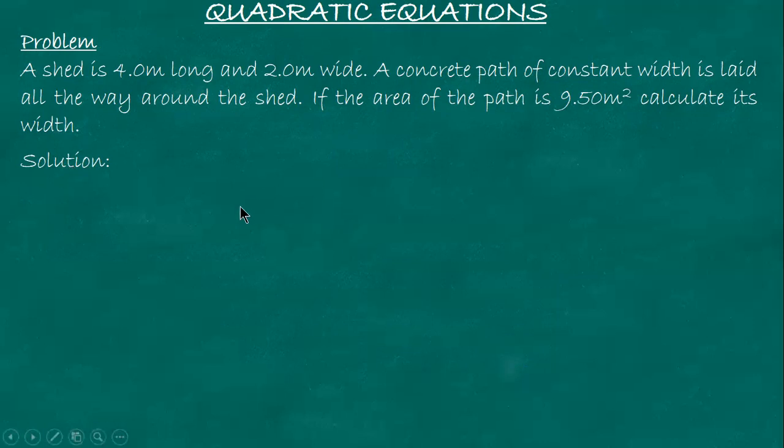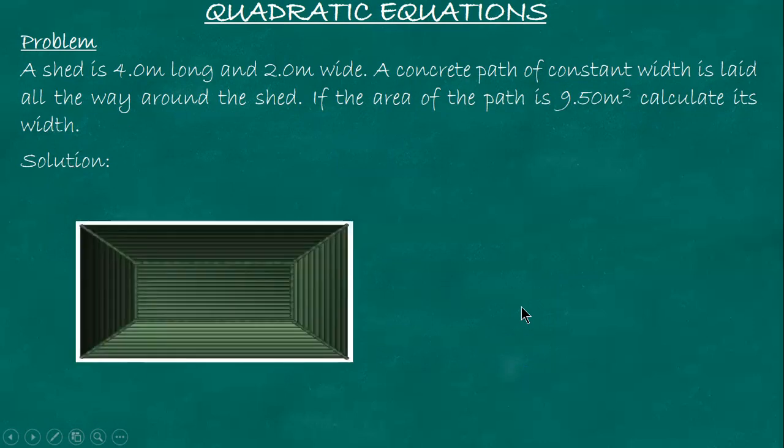Suppose this is the shed, the top view. Its dimensions are 2 by 4. 2 meters, 4 meters long, 2 meters wide. Around its side is the concrete path. A concrete path of constant width is laid all the way around the shed.